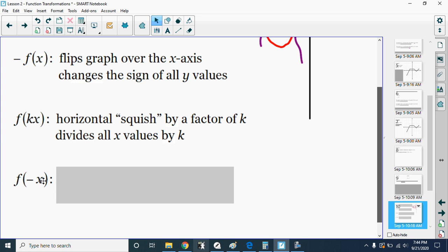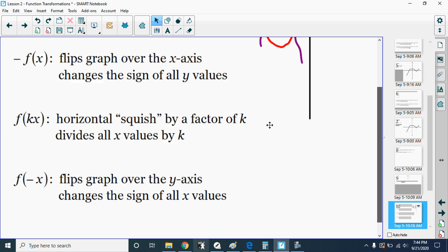And then f of negative x, you could probably guess, is going to flip the graph over the y-axis.